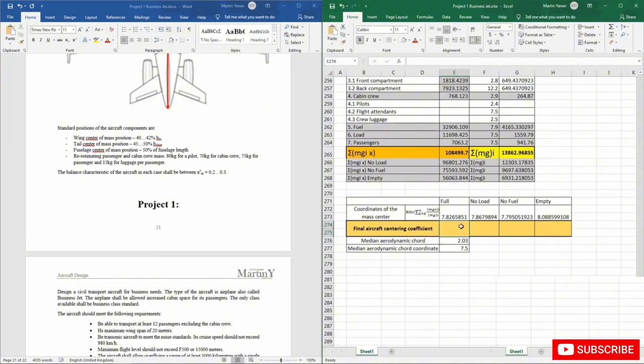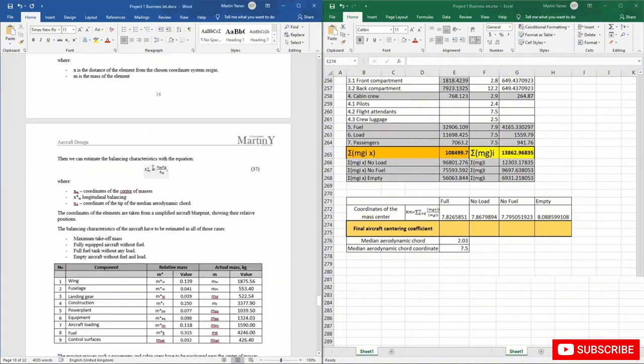Okay, so having these parameters, we can now estimate the balancing characteristics, which are estimated with this equation here. So we have XM and we have the rest of the coefficients as well. So for the full aircraft, we will have bracket XM multiplied by the XA, which is the location of the chord, divided by its length. Okay, this number is obviously not logical, and this is because these two numbers, XM and XA, are not multiplying, but they are subtracting.